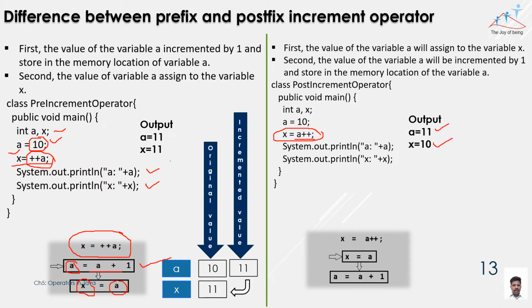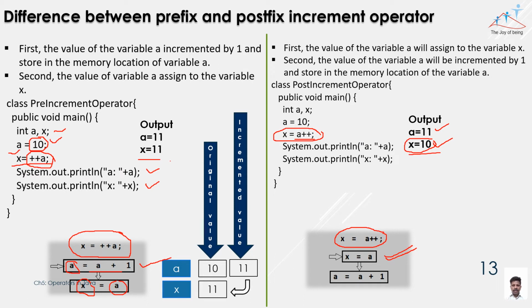So when we print this, the value of a will be 11 and the value of x will be 10. In this case you can check here, it makes a difference whether we use plus plus a or a plus plus in an expression. It is equivalent to writing x is equal to a, which means first you assign the value of a to x, then increment, if it is postfix. So after assigning the value of a to x, the value of a will be incremented by 1, so the x value will be 10 in the postfix case.